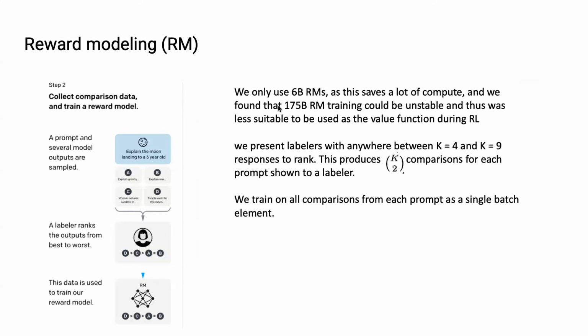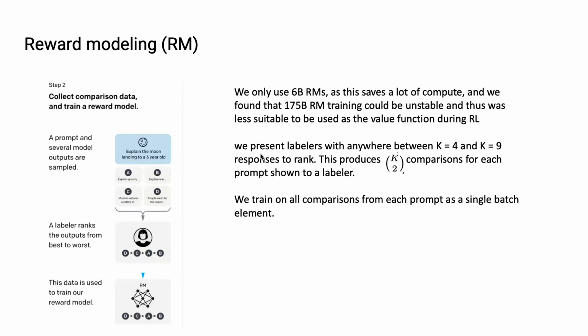In this reward modeling, they actually use a small model. It's not the biggest one they had at that time, the 175 billion GPT-3. They use a 6 billion GPT-3. GPT-3 actually has a variety of different model sizes. So they chose the smaller one because first it saves lots of compute. And also they found that fine-tuning a large model can be unstable, and then it becomes not suitable to be used as an evaluation function during reinforcement learning. So for the reward modeling, they just use a small 6 billion GPT-3.